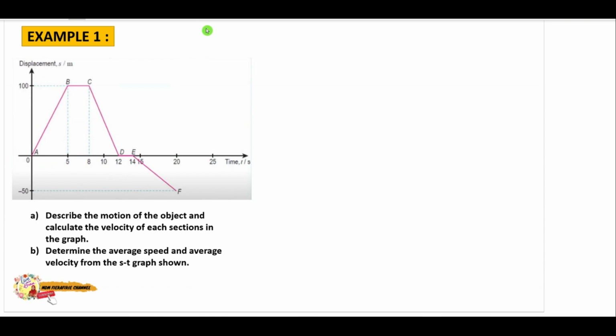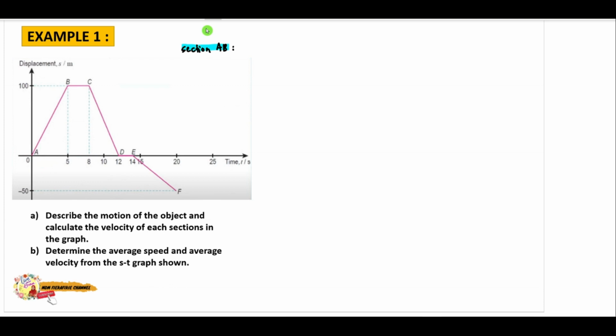Okay, so let's start with section AB. So let's write section AB. Okay, so let's highlight first. So here we have section AB. So from 0 to 5 seconds, you can see here that the object starts from 0 meter and then moves to the positive. Tengok nilai 100 ni, positive 100. Means that the object is moving in positive direction. Okay, B is positive direction. Contohnya ke kanan lah, to the right, until the object reaches 100 meter.